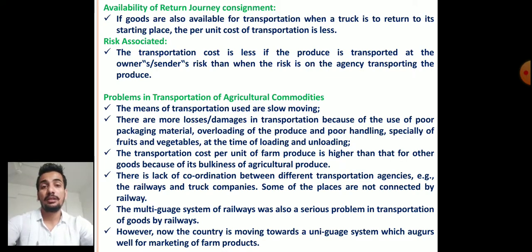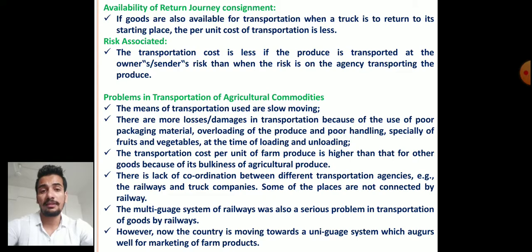The next is problems in transportation of agricultural commodities. As we know, agricultural commodities have different characteristics than other commodities. So there are problems in transportation of agricultural commodities. The first one: the means of transportation used are very slow moving. There are many factors which affect the slow moving means; it may be road conditions and others.